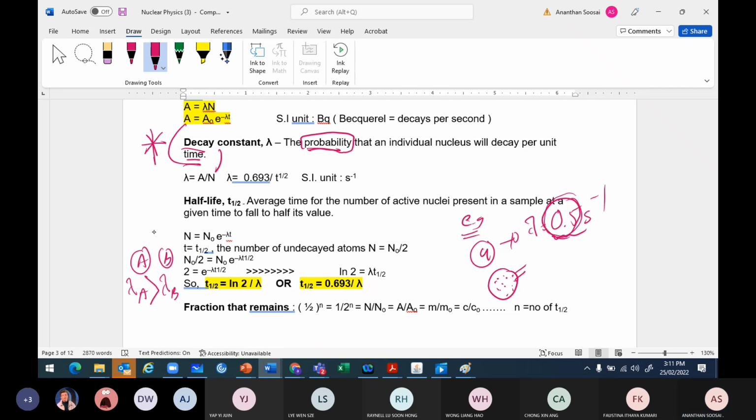Anyone? Nisha here? Nisha, what do you think? Lambda A or lambda B? Which is more unstable? Nisha not here. Okay. Angus, what do you think?